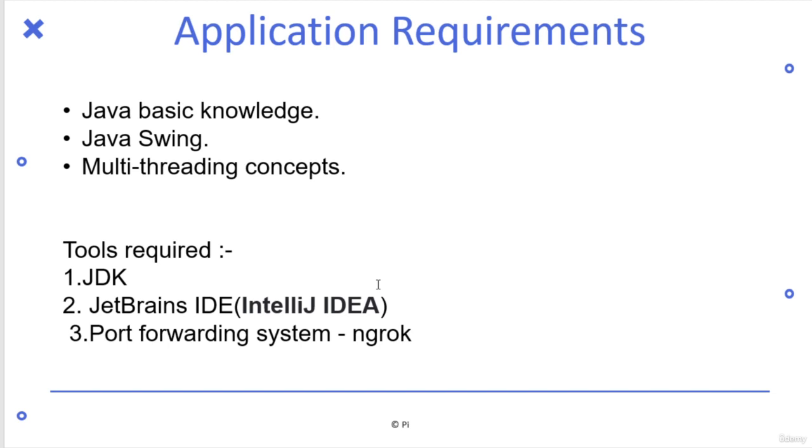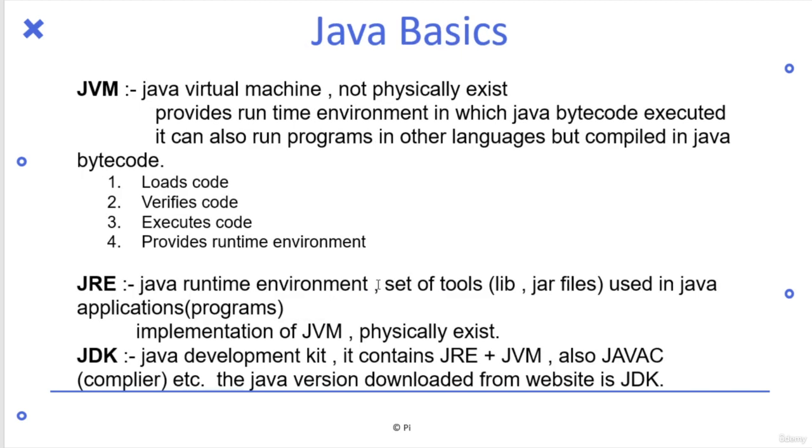The JDK also comes built in with the Java Swing libraries, so there is no need for other libraries. And if you want to change your port, you require ngrok here. This is a very simple port forwarding system, we can say. If you want, you can use another one also. Google Cloud also provides such systems you can use here. So these are the basic application requirements. Let us see first how we can set up our project.